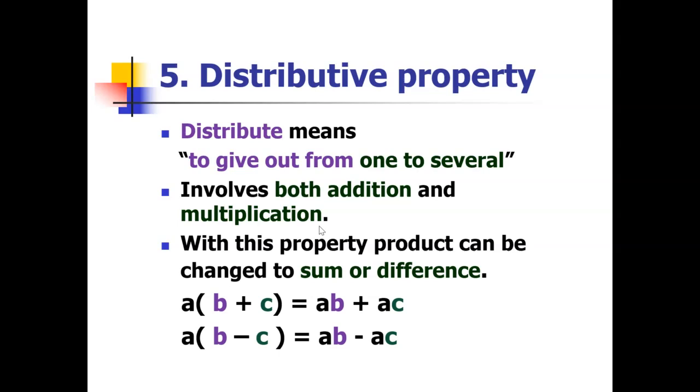A times B plus C equals A times B plus A times C. We are distributing our A to B first, and then we are distributing our A to C. In the second row, I have A times B minus C equals A times B minus A times C. Same idea. I'm multiplying A times B to get AB, and I'm multiplying A times negative C to get negative AC. Let's try some examples now.